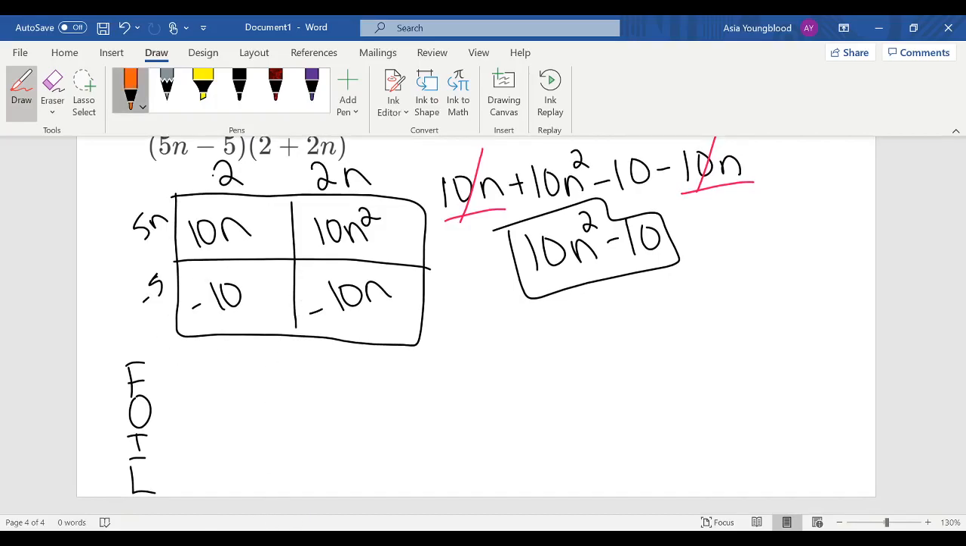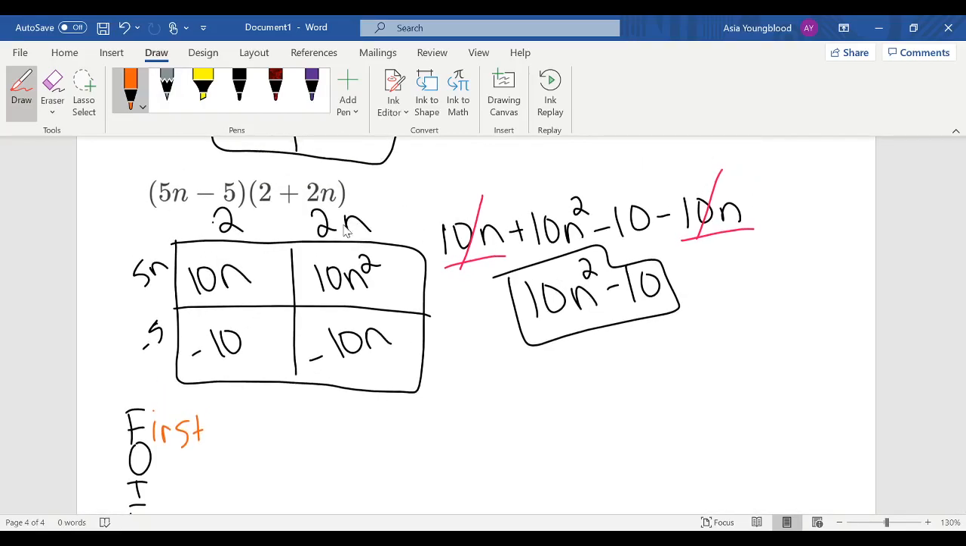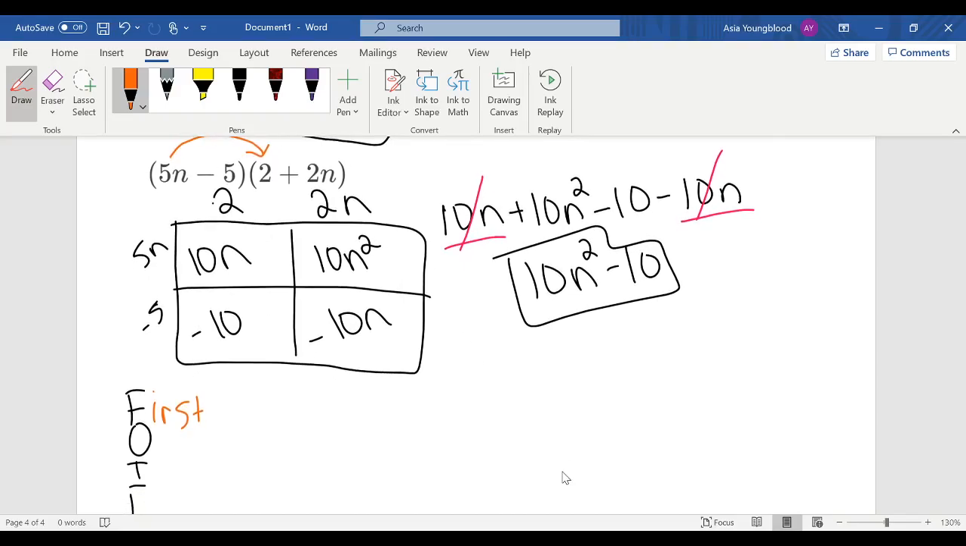So the F stands for first, and that just means that we're going to multiply or distribute the first term of one binomial to the first term of the other. So first is the F term. So to show that, that would simply be 5n times 2, which we know is 10n, and we'll simplify those underneath after.